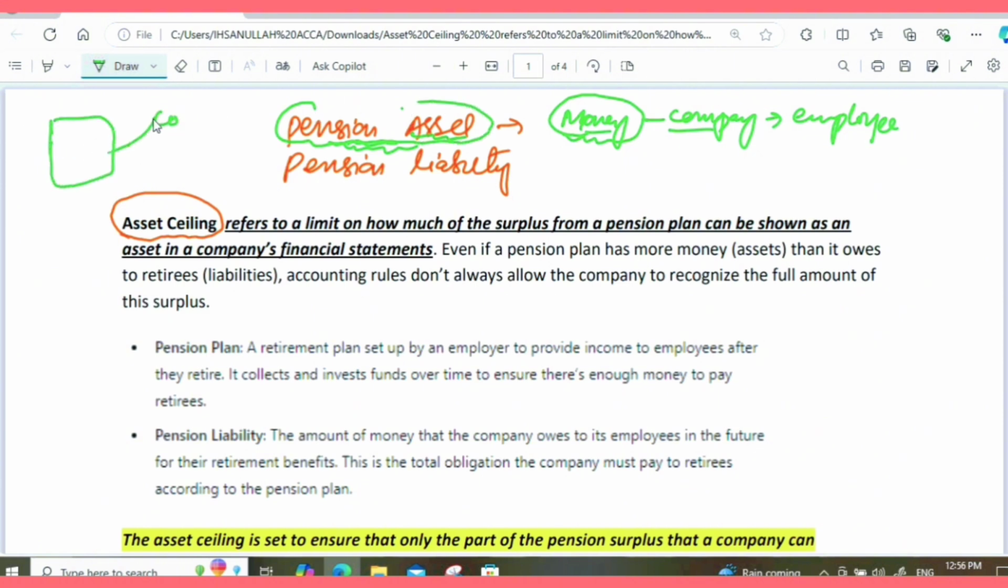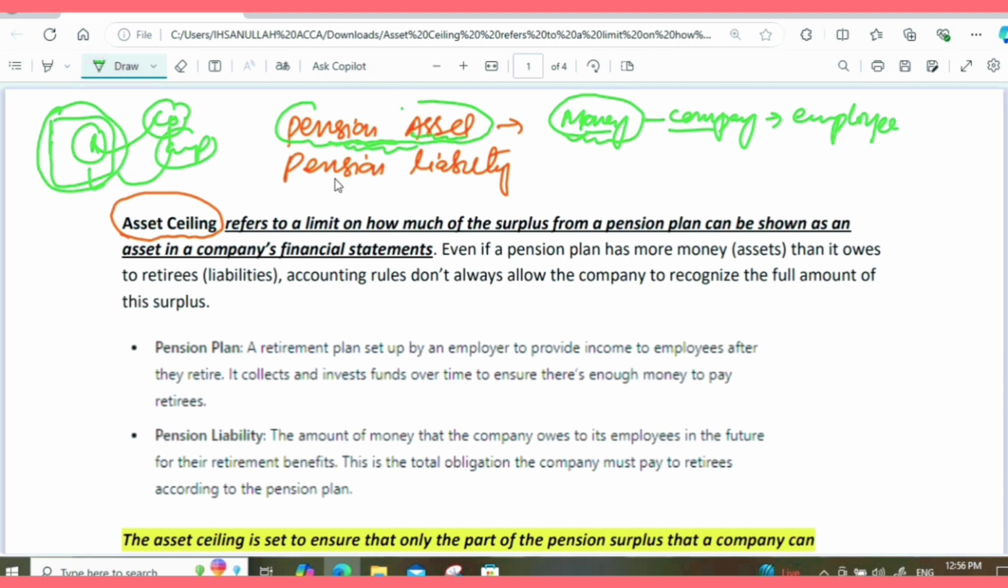The company contributes to this pension asset, and once the employee of this company retires, the employee will get money from this pension asset. It comes from both employer and employee contribution. It's not merely related to the company, but the employee can also contribute to this pension asset. So to cover the future retirement payments, the company creates this pension asset. Clear?